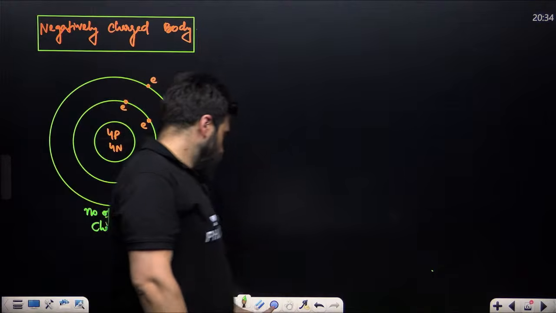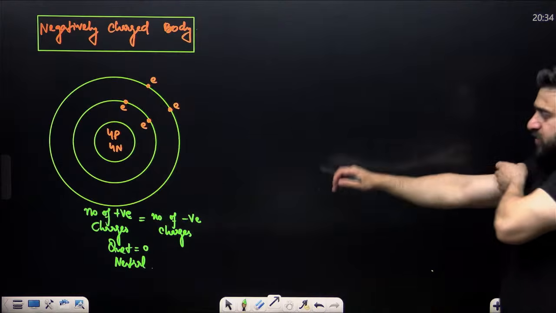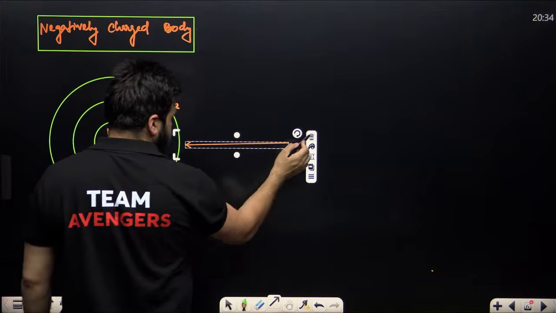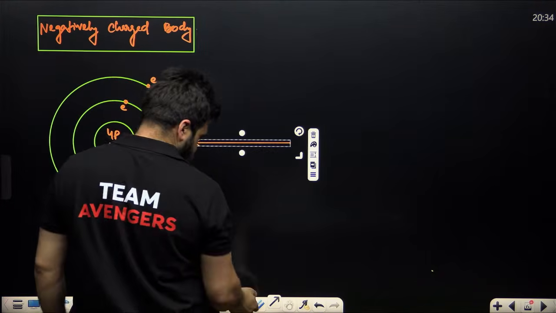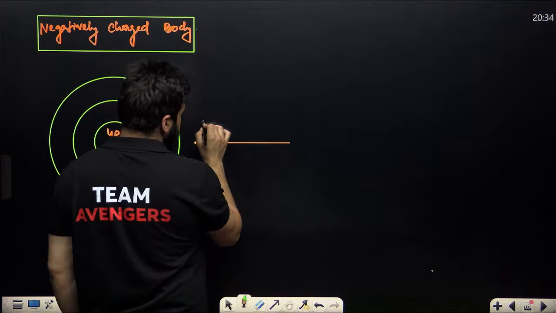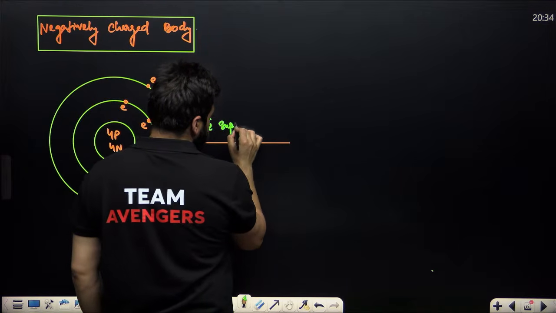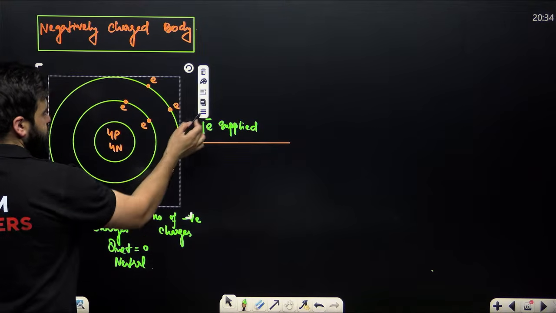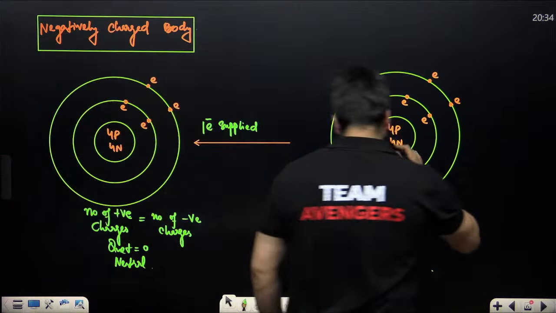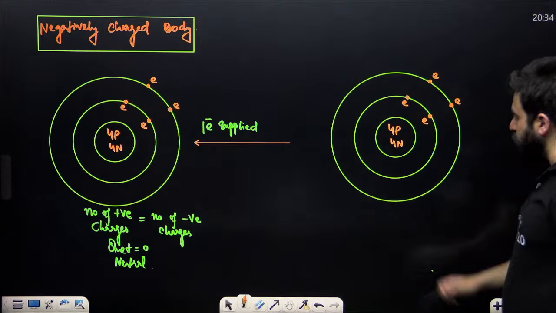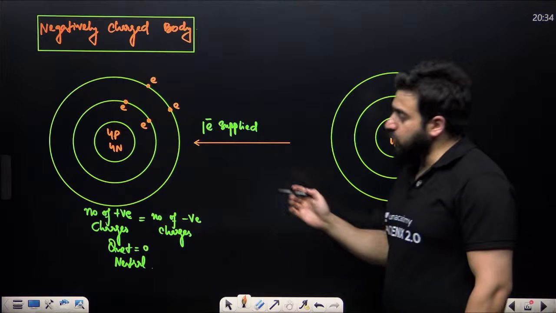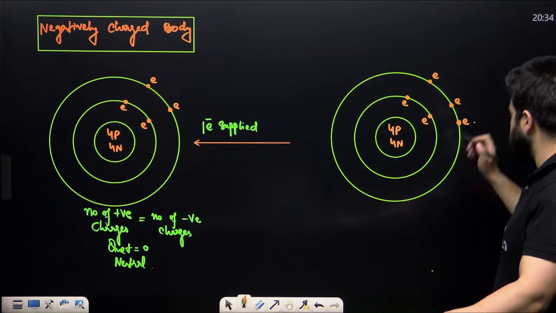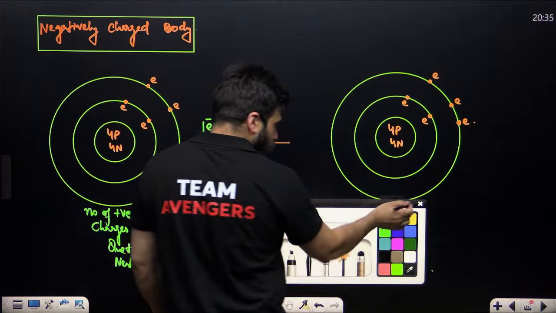Now let's suppose, boys and girls, by any means, you are supplying an electron to this neutral atom. 1 electron supplied. When you supply 1 electron to this neutral atom, already there were how many electrons? 1, 2, 3, 4. Now how many will be there? I would say 1, 2, 3, 4, 5, because you are supplying one electron.